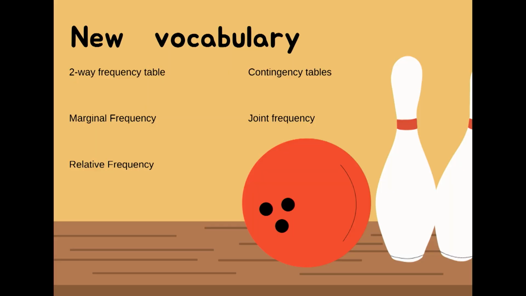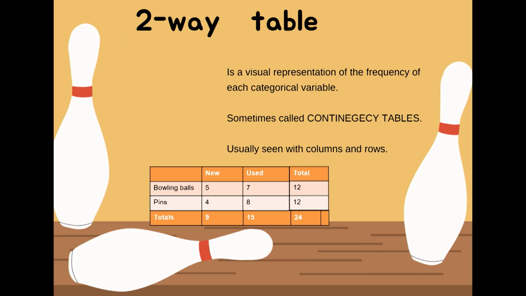We have some new vocabulary. I'm almost positive that we've not had this vocabulary yet in our course, so we want to make sure that we're putting this down on our vocabulary page or wherever you're keeping your new terminology. We have a two-way frequency table. We're looking at marginal frequencies. That marginal is going to help us with those frequencies. We have relative frequency, contingency tables, and a joint frequency. So let's jump in and see what we've got.